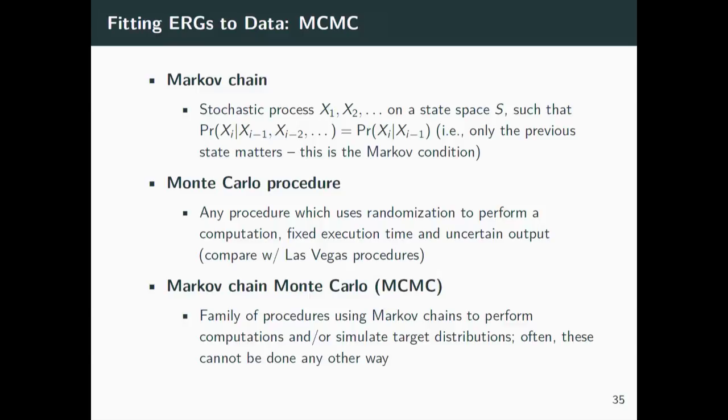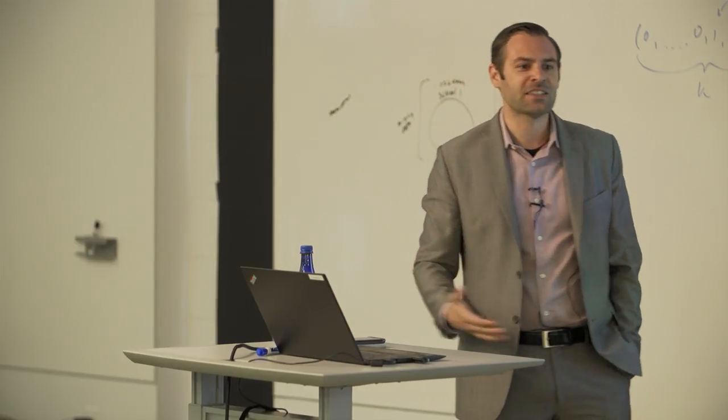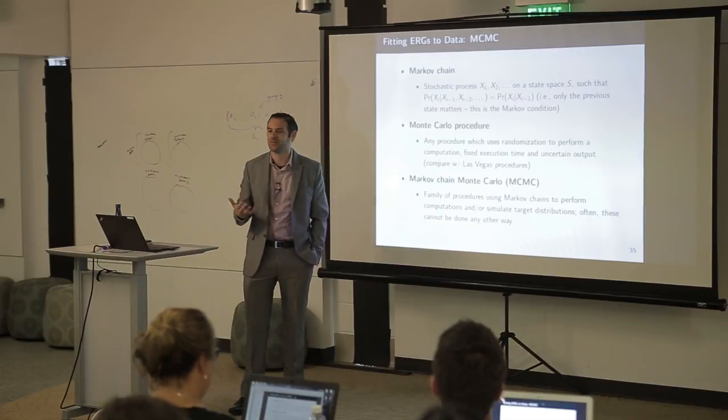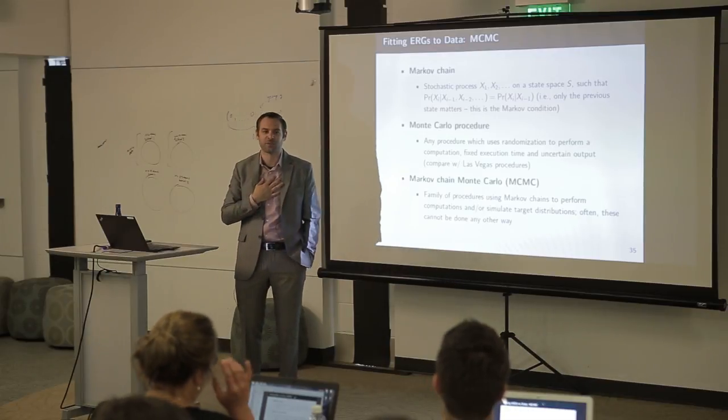We then have our Monte Carlo procedure, and it turns out the definition of this is goofily simple. It's just any procedure which uses randomization to perform a computation with fixed execution time, but it doesn't guarantee the output. And this is one of those basic problems with MCMC, which is we know in the limit what we're doing is going to work. We never run things for infinity, right? We stop at 100,000, 10,000. And so we just have to trust that we're close enough to infinity. But there's always a bit of faith in there, which is always a little unnerving, or at least I always find it unnerving.